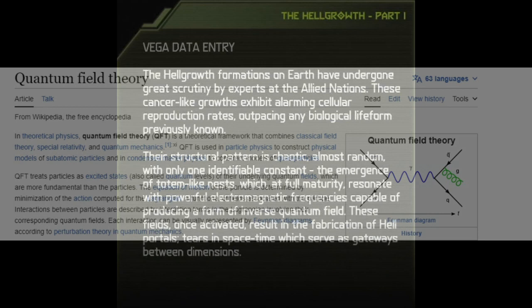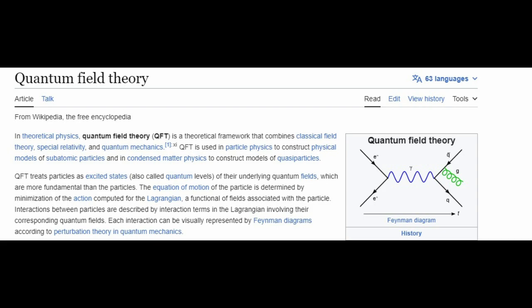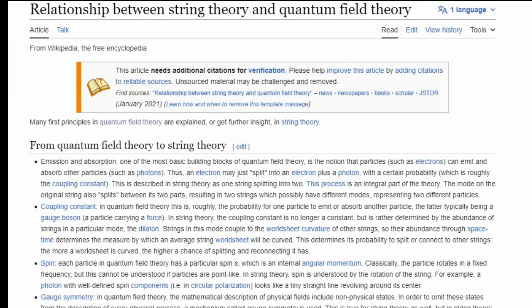According to quantum field theory, the universe is an amalgamation of fields, and everything that exists in the universe is a kind of perturbation in the ground state of the quantum field. String theory, all forms of superstring theory and M-theory, fall under quantum field theory. Note the infinite degrees of freedom. It will be relevant later on.